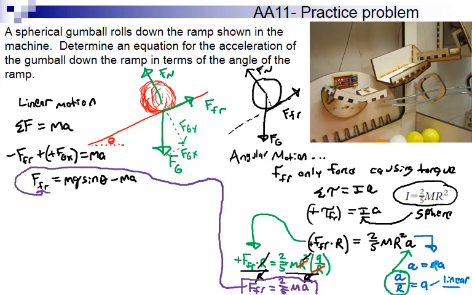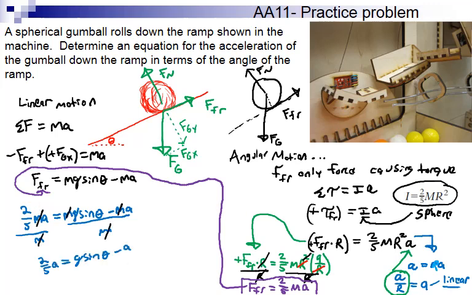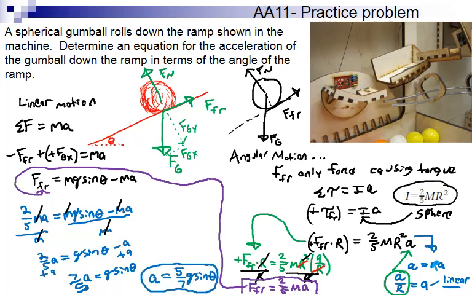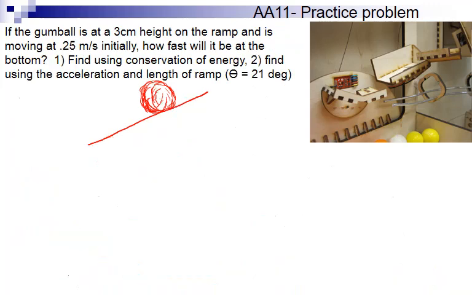And so when we place this into here, we have 2/5 ma, and again, this is the linear acceleration, so we have it in terms of linear now, and we can divide both sides by mass, and we get the variables in terms of linear acceleration. We can solve by adding a to both sides, so we get 7/5 a equals g sine theta. And this is the linear acceleration. The linear acceleration is 5/7 g sine theta. And so that's going to be the acceleration of the gumball down the ramp.